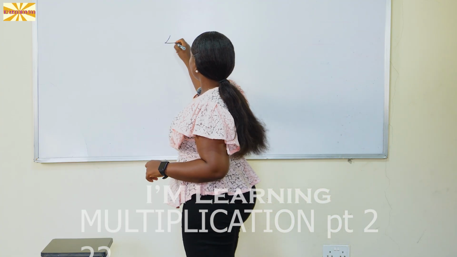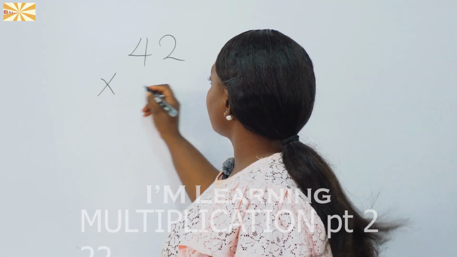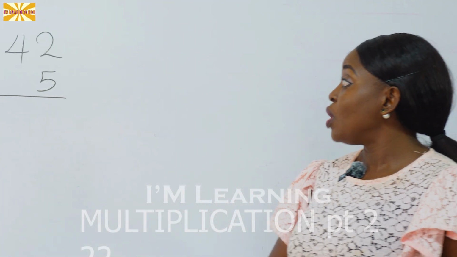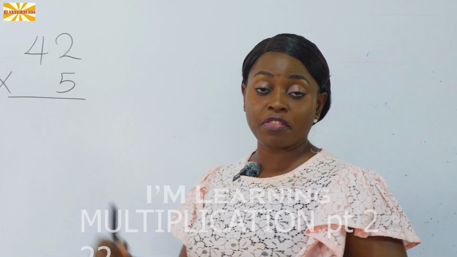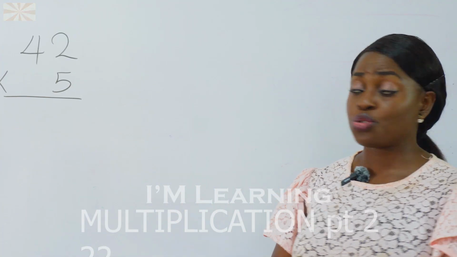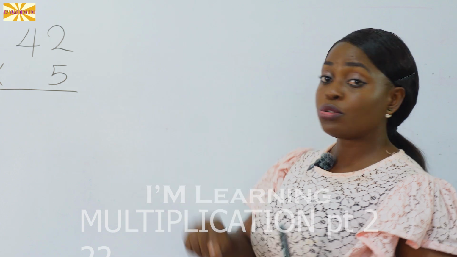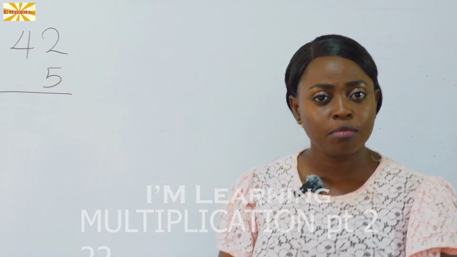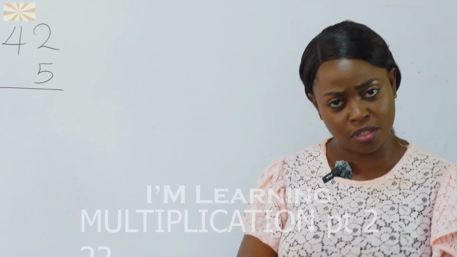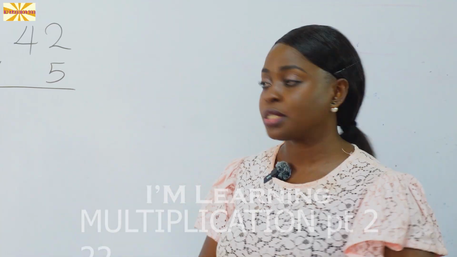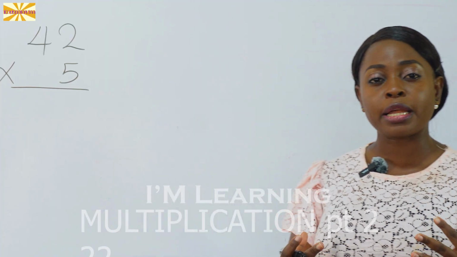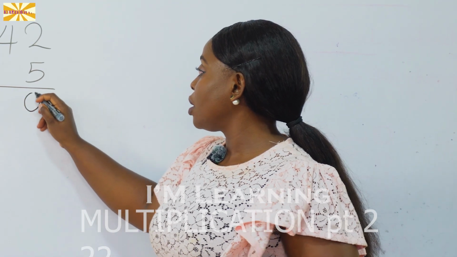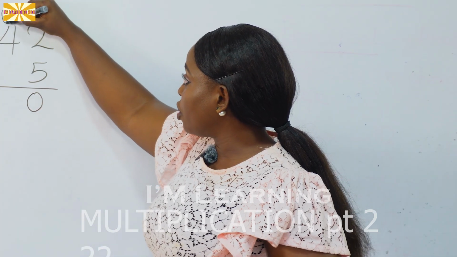First question, 42 times 5. So let's look at this question. You have 42 times 5. The first thing that you're going to do is you're going to use 5 to multiply 2. That's the very first thing that you're going to do. So 5 times 2 is, I believe you learned your multiplication table, right? Fantastic. So 5 times 2 is exactly 10. So because it's 10 and 10 is a two-digit number, I cannot write 10 here. I'm going to have to write 0 and then carry my 1 over to this side.